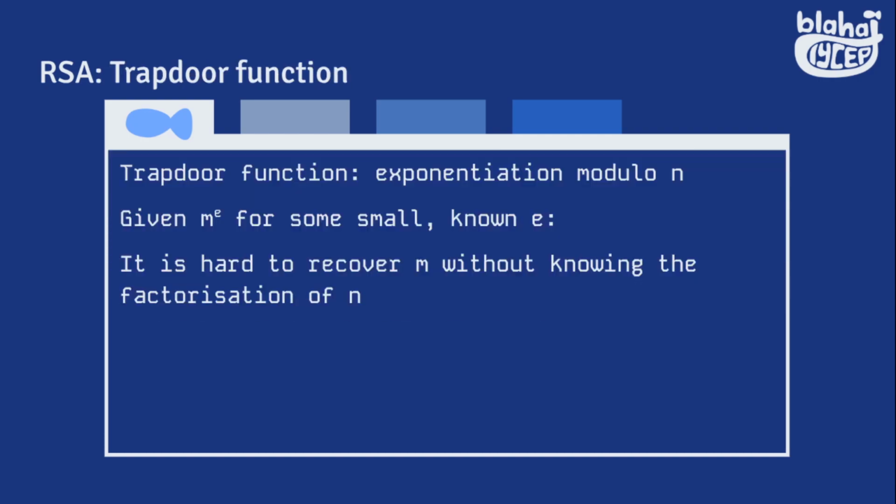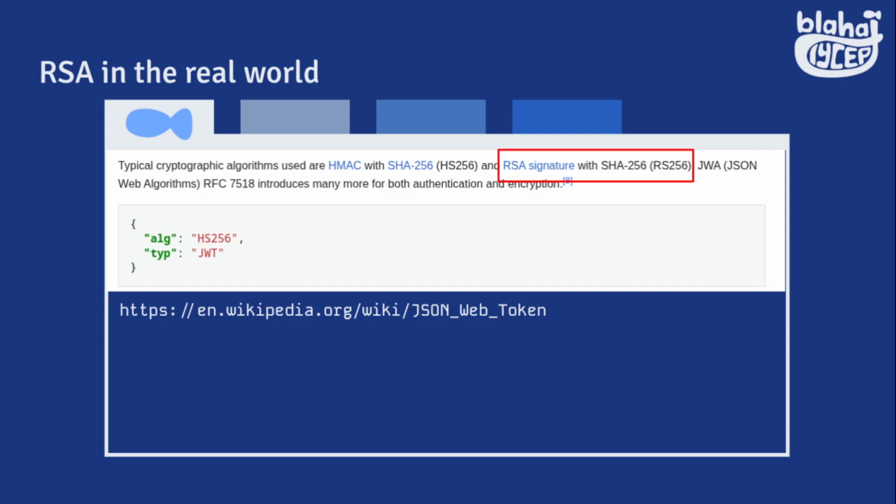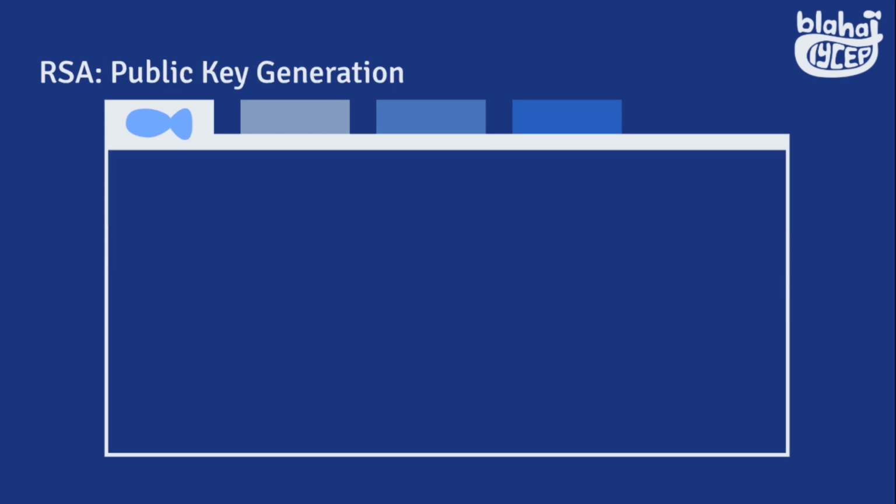Everyone following so far? Okay, nice. Moving on. RSA is used in many things in the real world, and one of which would be the JSON web token. For those of y'all who went for the web workshop, I'm not sure if they taught JWTs, but this is used in web a lot. And RSA is one of the algorithms that can be used to sign a JWT. Now we'll be moving on to how RSA is implemented.